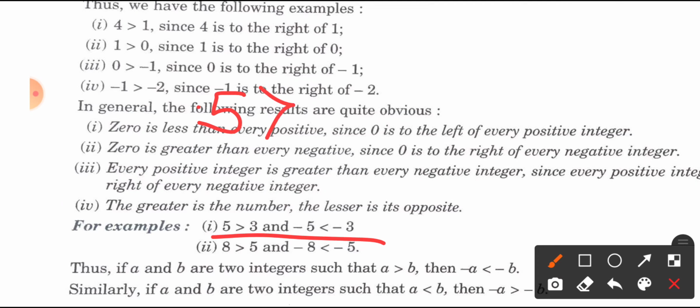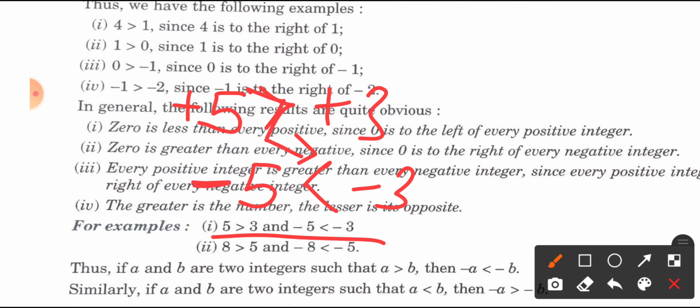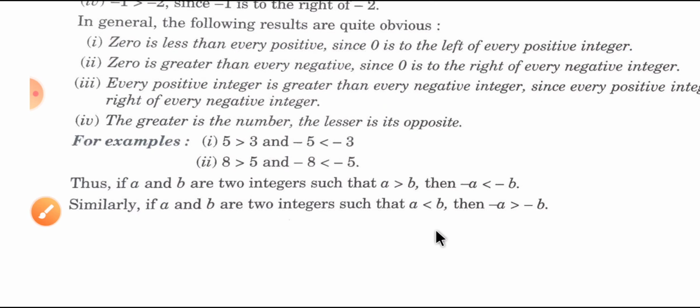Here you can say that plus 5 and plus 3 both are positive. It means 5 is greater than 3. But if you reverse the sign, if you take minus 5 and minus 3, it means minus 5 is less than minus 3. If both numbers are negative, then you have to change the sign here. So we can say that if a and b are two integers such that a is greater than b, then minus a is less than minus b. And if a is less than b, then if we reverse the sign, minus a will become greater than minus b.